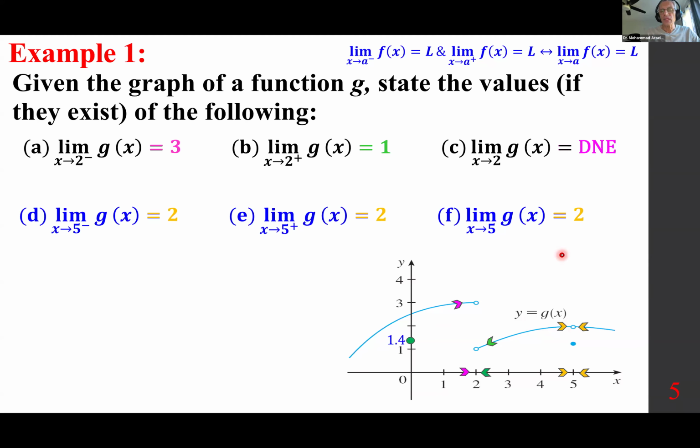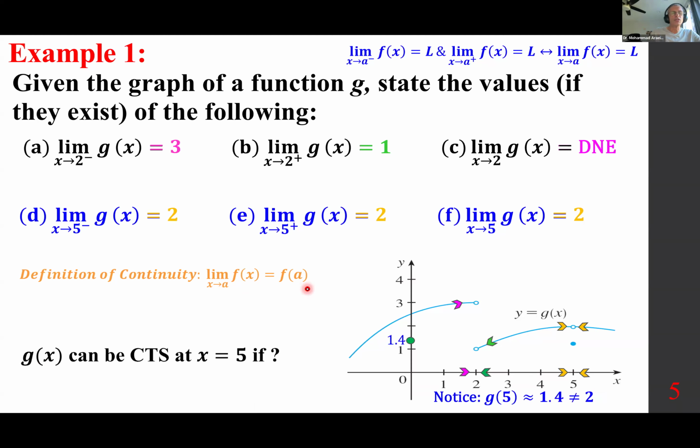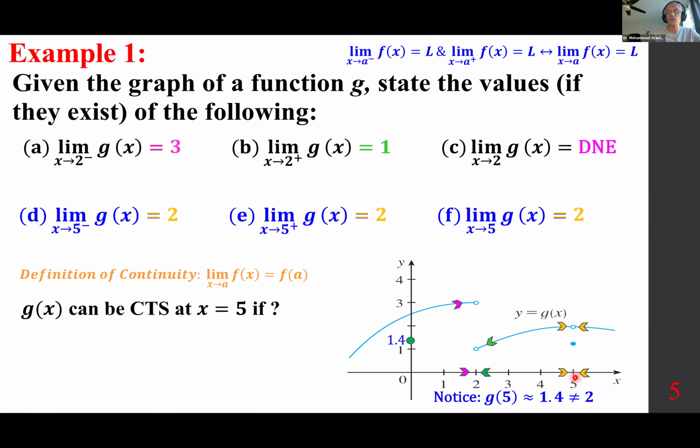Also notice, if we assume this is about 1.4, then g of 5, the functional value at 5, is 1.4, which is not equal to the 2, and therefore the function is discontinuous at that point. Reminding you, the definition of continuity indicates the limit of f of x as x approaches a equals f of a. Then g of x can be continuous at x equals 5 because we are looking at a removable discontinuity, as long as we redefine g of 5 to be equal to the limit, which is 2.